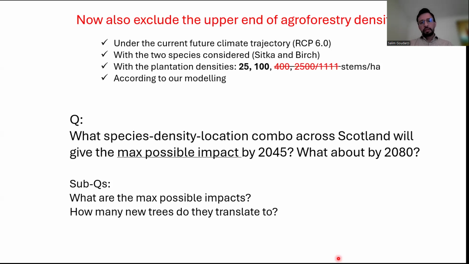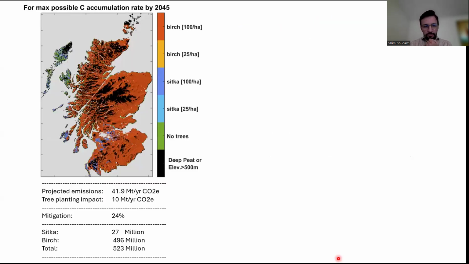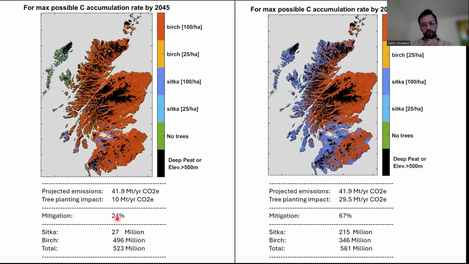And so we keep going down the plantation densities. Now, if we exclude the upper bound, the 400 of the agroforestry densities, very similar story. For 2045, mostly birch at 100 stems per hectare density, with some areas with Sitka at 100 stems per hectare, and we can meet 224% of the targets by 2045, and with a different pattern, 67% if you're only considering densities up to 100 stems per hectare.